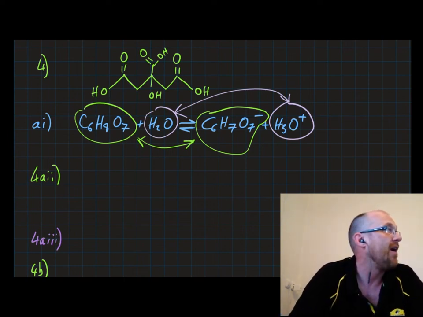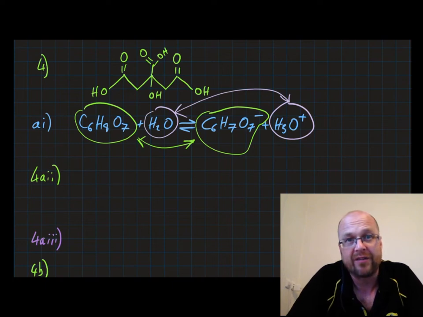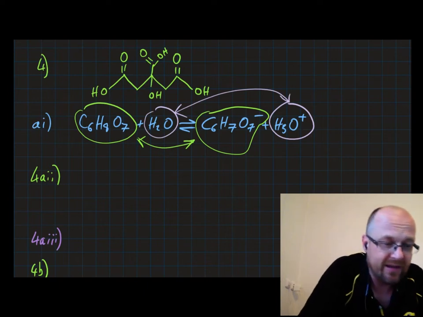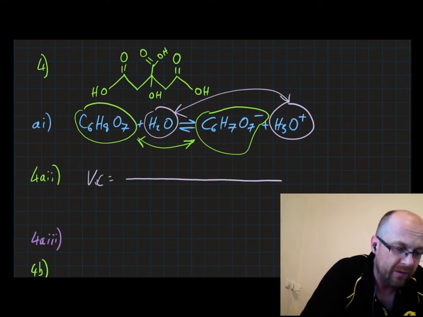For AII, the equilibrium constant. Now, it's a weak acid, and my answer was because Kc is small, but the IB wasn't going to give you that answer this year. It has to be that Kc is less than 1. Okay. Let me just recap what Kc is. So Kc is an equation that shows the concentration of the products over the concentration of the reactants.